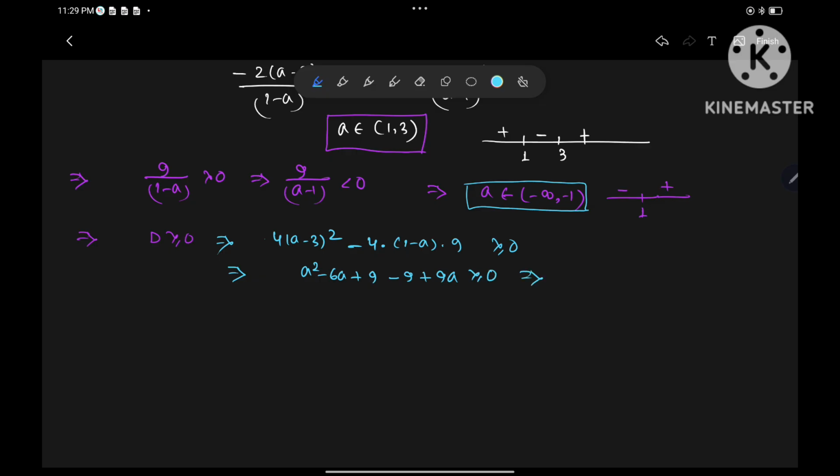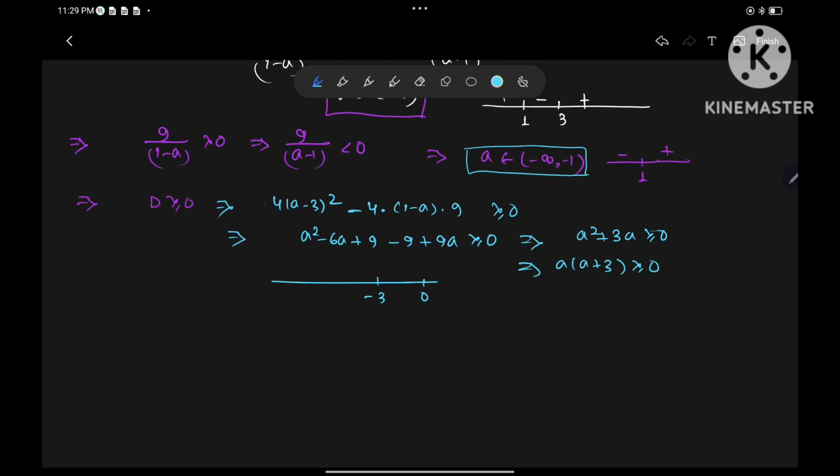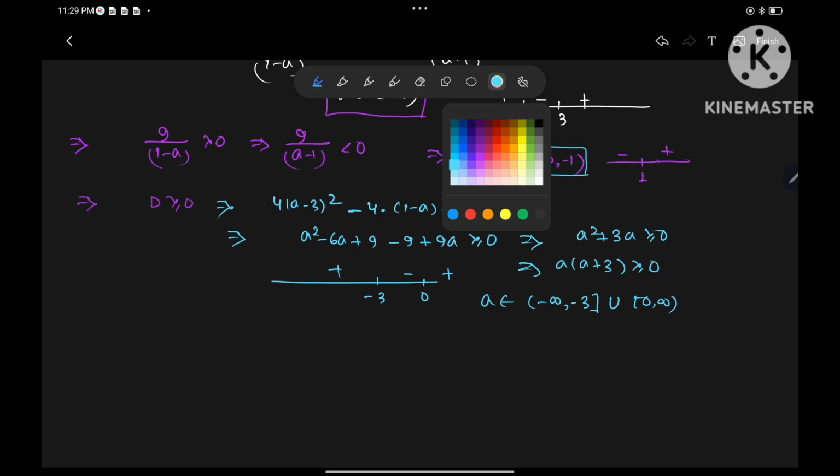So this implies that a square plus 3a is greater than or equal to 0. So this implies that a into (a plus 3) is greater than or equal to 0. So the roots are minus 3 and 0. So what is the range? That is plus, minus, plus. So the range of a is minus infinity to minus 3 union 0 to infinity. So we have the 3 ranges of a.